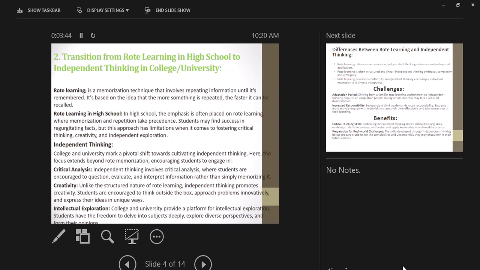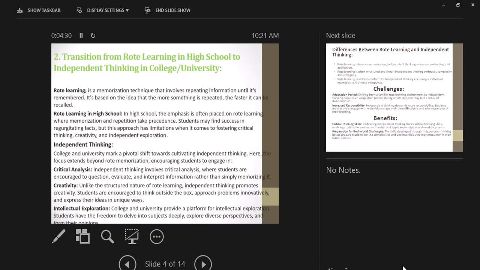The next topic is the transition from rule learning to independent thinking. As freshmen, we used to practice rule learning in our high school. Rule learning is a memorization technique that emphasizes repeating something until we remember it. Rule learning is mostly practiced in high school, but in university and college, independent thinking takes the place of rule learning.